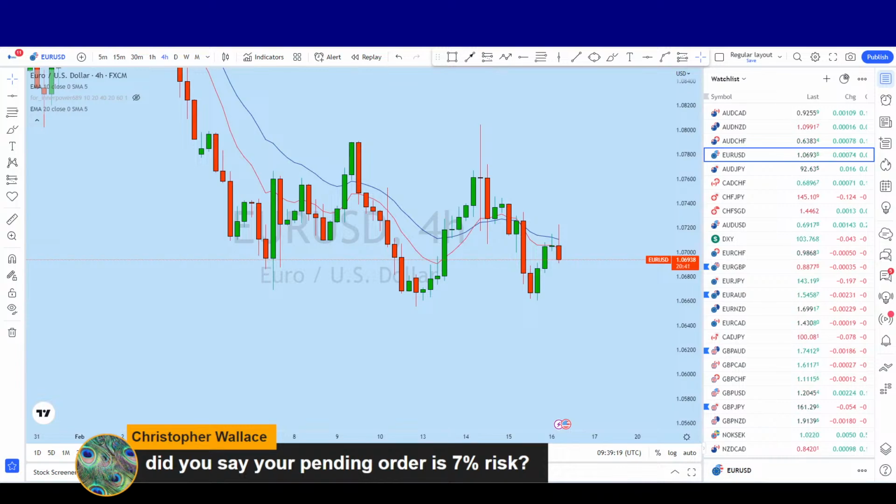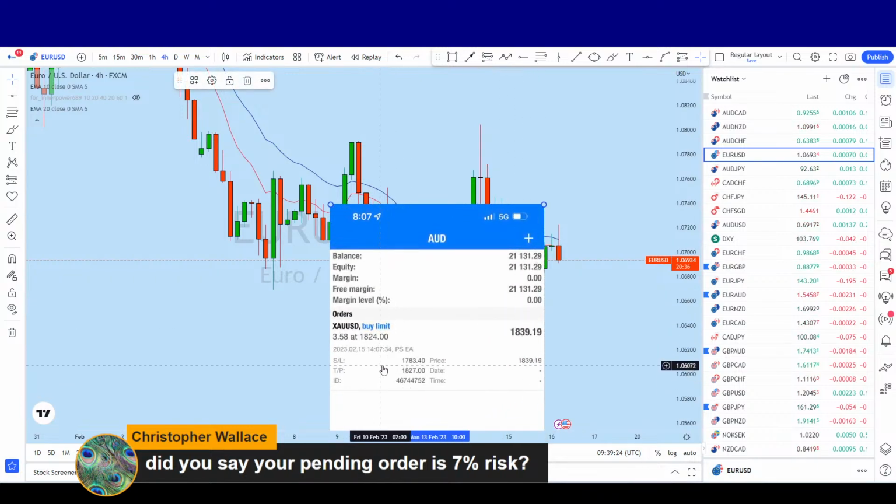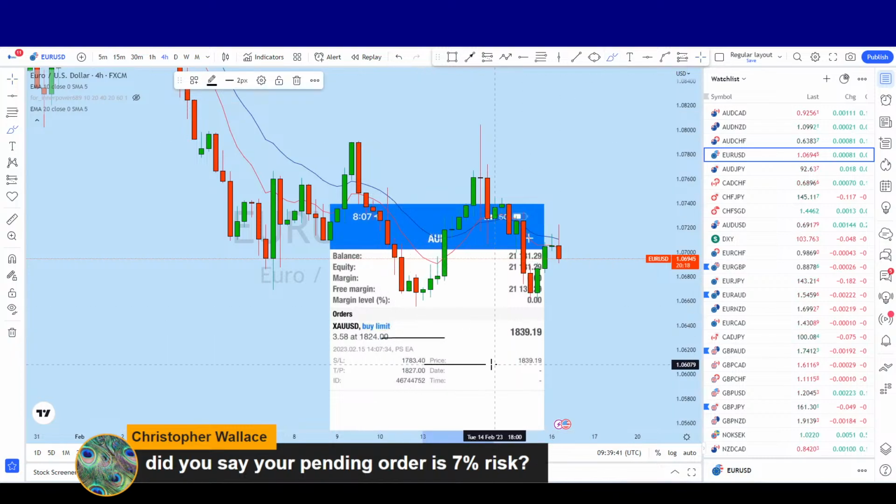Now this pending order is at 1824, right? Stop loss at 1783. So this whole range from 1824 to 1783 is 100% of my account, and TP at 1827, which is only a couple of points, not much.